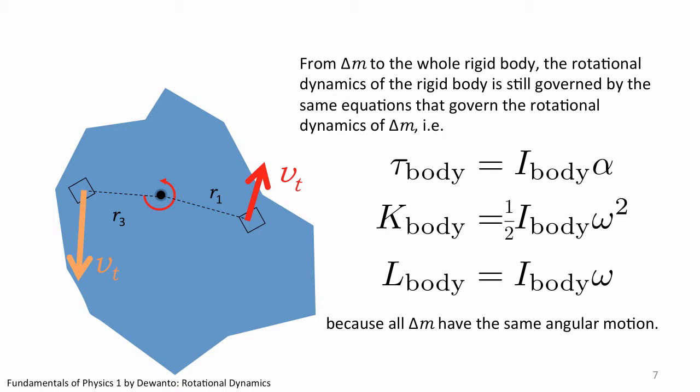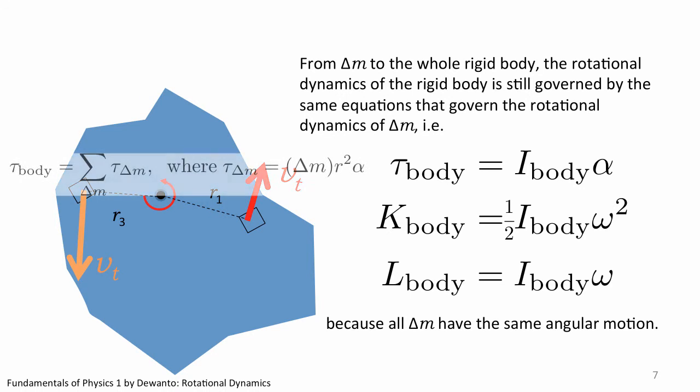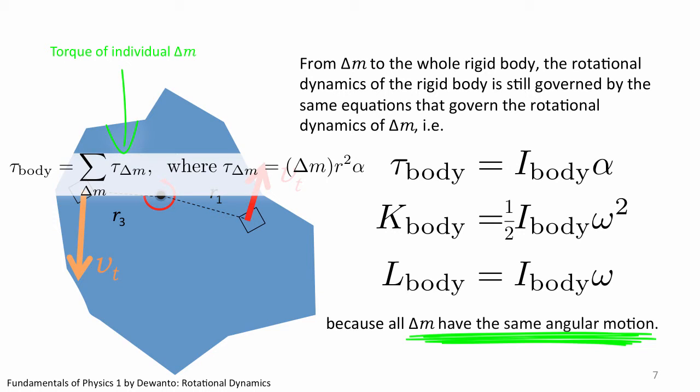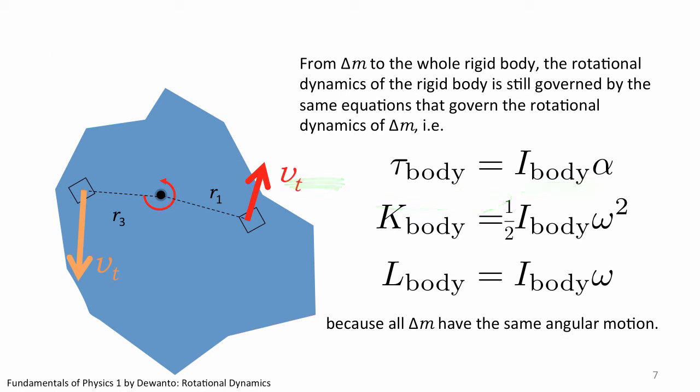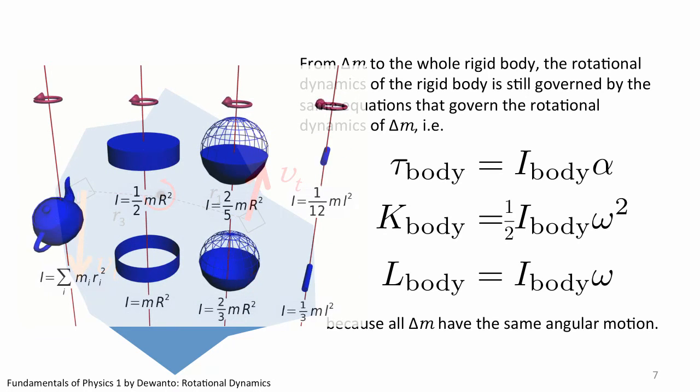If we look at the equation for torque, for instance, the total torque of the rigid body is given by the sum of the torque of individual delta m. But since all delta m share the same angular acceleration, what is left to do is to sum all the individual moment of inertia. We just learned exactly how to do that in the last video. Thus, going from equation for describing the rotational dynamics of individual mass delta m to those describing the rotational dynamics of a rigid body is as simple as replacing the delta m r squared by the moment of inertia of the rigid body. For basic shape rigid bodies such as solid sphere, solid cylinder, etc., you may need to refer to the table shown in the last video.